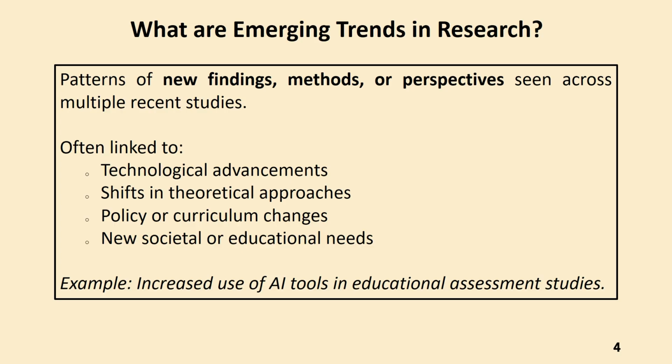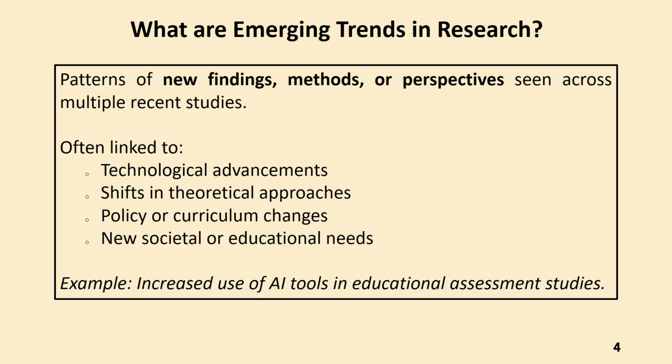For example, you can see here, increased use of AI tools in educational assessment studies. It's a very interesting example. Nowadays everybody is trying to make things with the help of technology, and with a more pro version of technology we are moving towards artificial intelligence. So this is how we identify emerging trends in research, and with these trends we can easily see whether we have research ideas in these areas, and it will help you make very contextual and growing research in the present context.